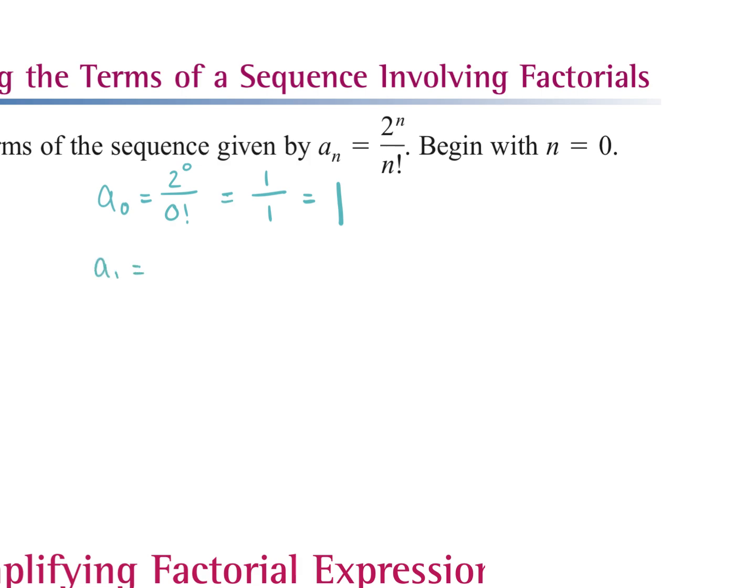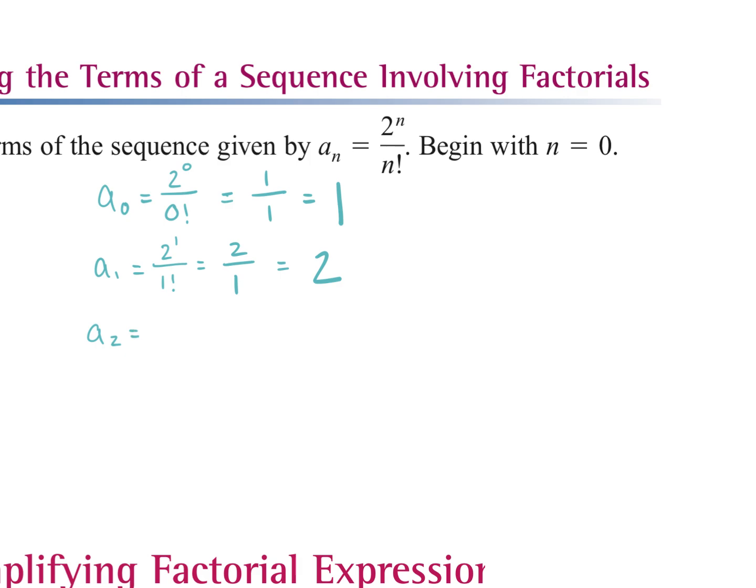Let's find a sub 1 now. What am I plugging into the n's? 1. So 2 to the power of 1 over 1 factorial. What's 2 to the power of 1? 2. And what's 1 factorial? 1. So 2 divided by 1 is 2.